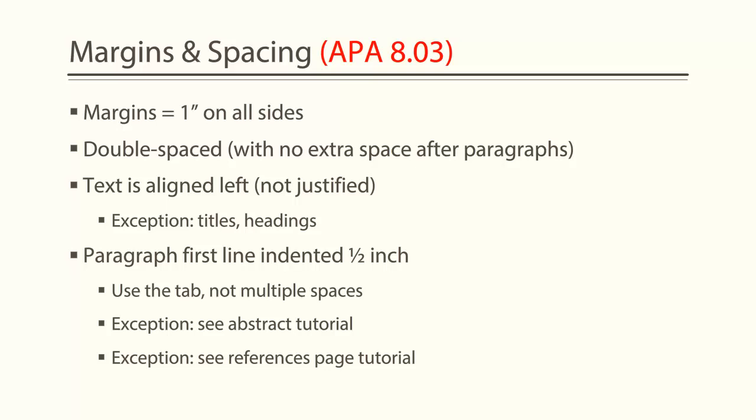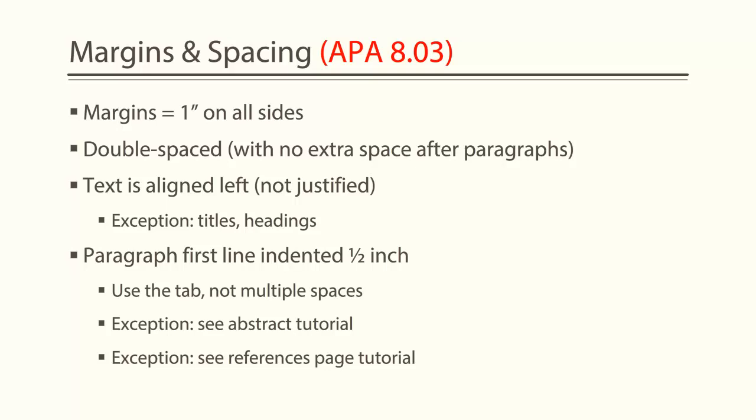Your text should be double-spaced, and you want to be sure there are no extra spaces after the paragraphs. Microsoft Word often defaults to adding extra spaces between paragraphs. You can alter this in the paragraph settings of Word. All text is aligned left. Make sure it is not justified. The exceptions are titles and headings, which are mentioned later in this and future tutorials.